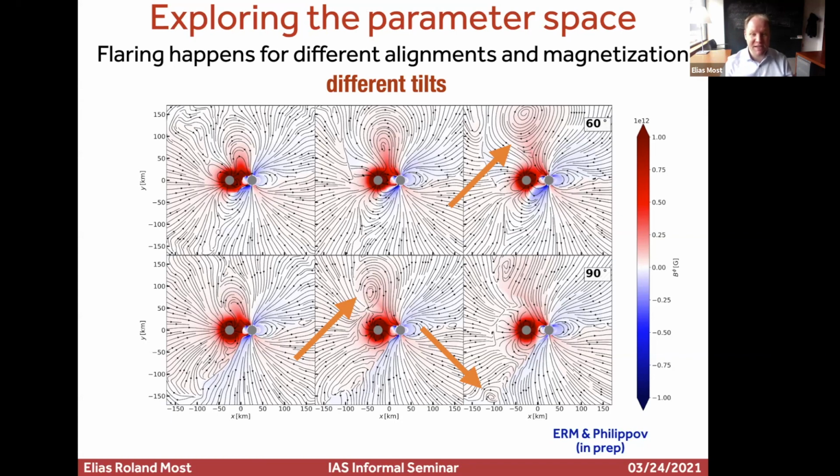So realistically, you assume that there's sort of a misalignment. And you can see, for example, for 60-degree or 90-degree misalignment, you still get flaring events. And I just indicated the flares with the arrows. You can just have a look that the same mechanism will still work, and it will still periodically produce flares being emitted from the inspiralling binary.